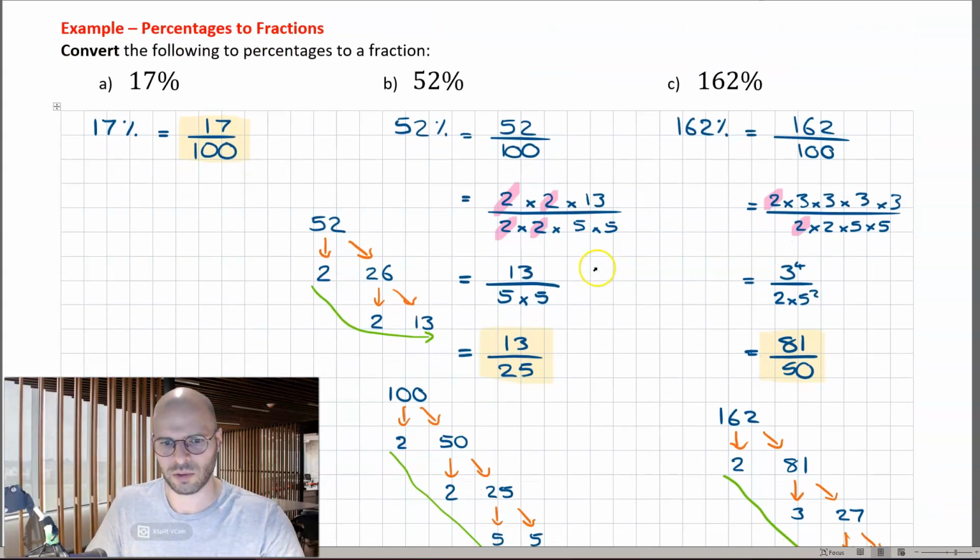So in summary, what we had a look at in this lesson was how we can convert percentages back into fractions. And if we wanted to go one further and convert it to a decimal, we could do that by using the techniques we used in the previous video.